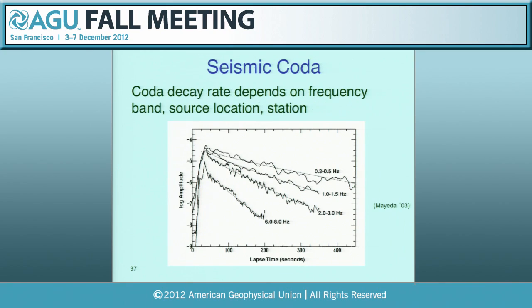Okay, so a little bit more about the template shapes themselves. There are really two parts of the template: how big is the initial onset, and then what does the coda look like? What's the decay of the signal? We have decay rates that depend on the frequency band and on the source location and on the station location. Here's some data from Kevin Maida, who's a member of our project and an expert on this subject, showing that for different frequencies you get different rates of decay of the coda as a function of time.